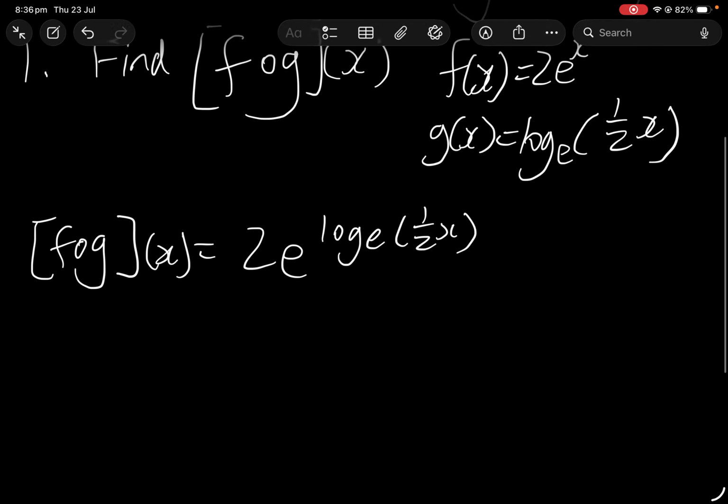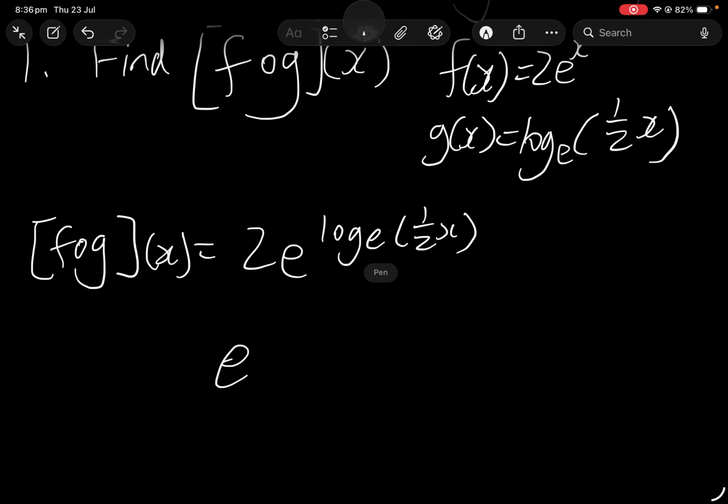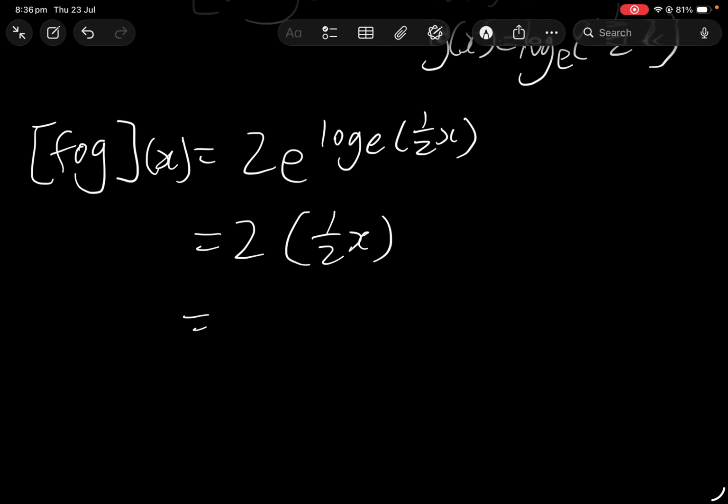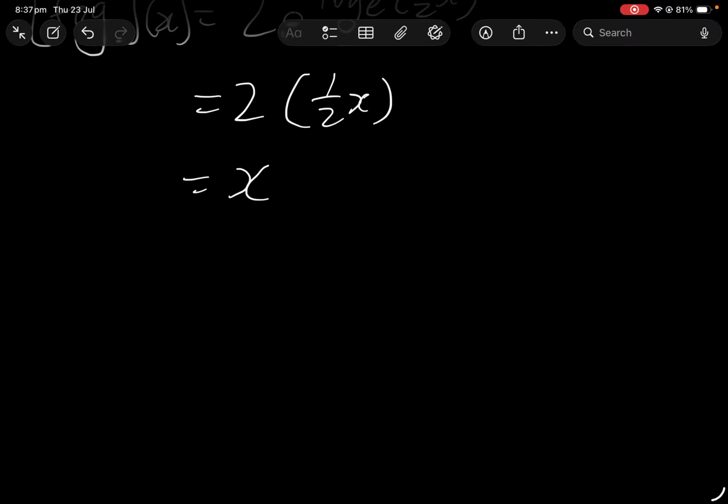So basically log e of a half x means that e to the power of whatever this is should get us a half x. And right now there is an e to the power of this. That means that it just equals 2 times a half x, and then that's just x. So x is the answer. It was a multiple choice question, but you have to do the working anyway.